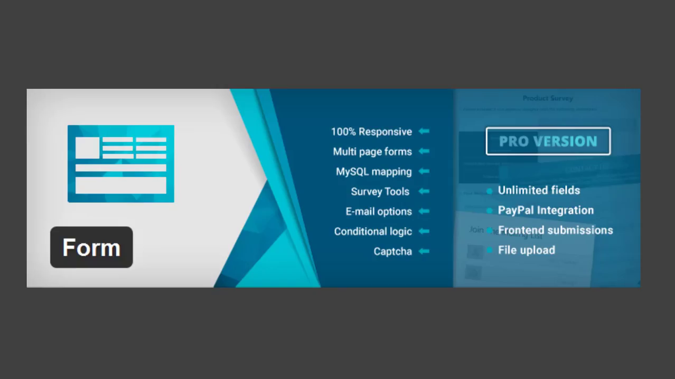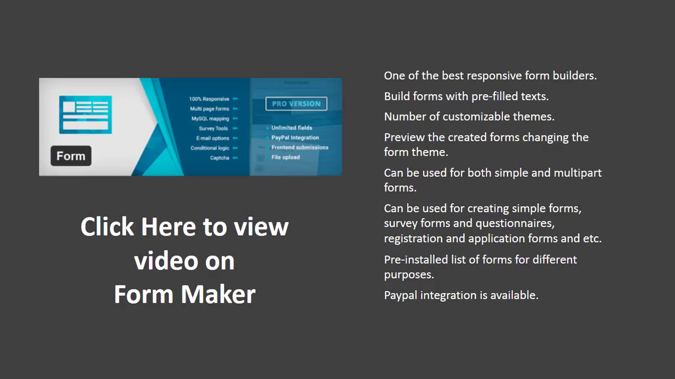Number 8. FormMaker. FormMaker is one of the best responsive form builders. It builds the forms with pre-filled text. That means if you have a text box and you would like to show what the user needs to enter in the text box. For example, if you want to have the name of the user, then you can have the wording name within the text box so that the user can easily understand what he or she has to enter.